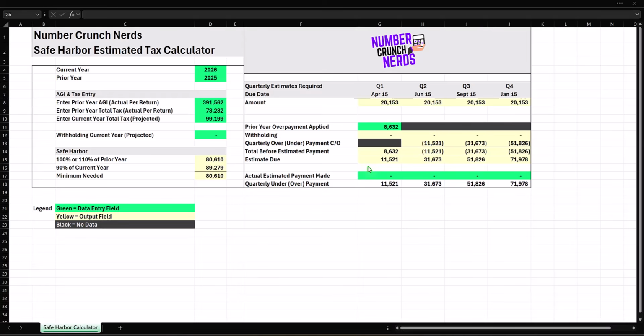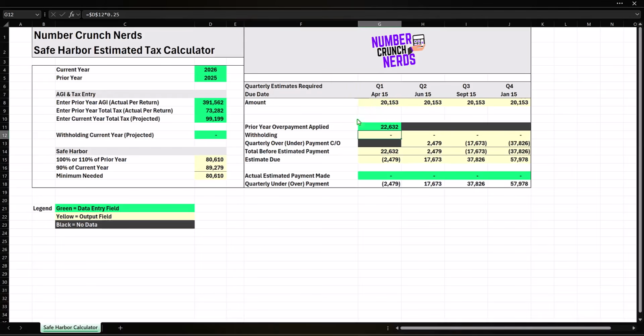However, just for purposes of illustration, let's say that the prior year overpayment applied wasn't $8,632, but instead it was $22,632. Then you can see that the estimate due has become a negative number, meaning that no estimate is actually due for Q1 of 2026. Remember, for those of you who are familiar with the calculator, the amount you actually have to have paid in by Q1 is going to be listed right up here. In this case, it's $23,000.